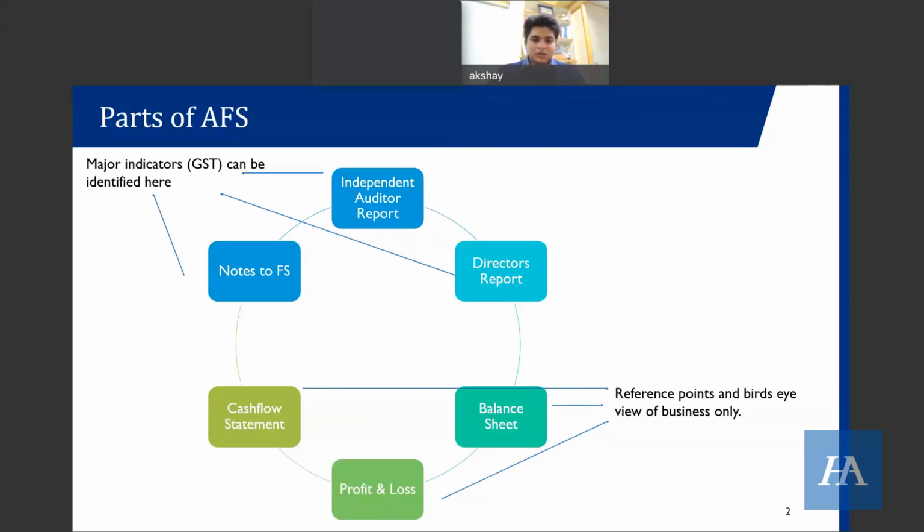But from the point of view of identifying indicators and impacts under indirect taxes, the major indicators ideally come from the director's report, the auditor's report, and the notes to financial statements. The other balance sheet, profit and loss, and cash flow statements only give you a bird's eye view of the business and not specific indicators as such.